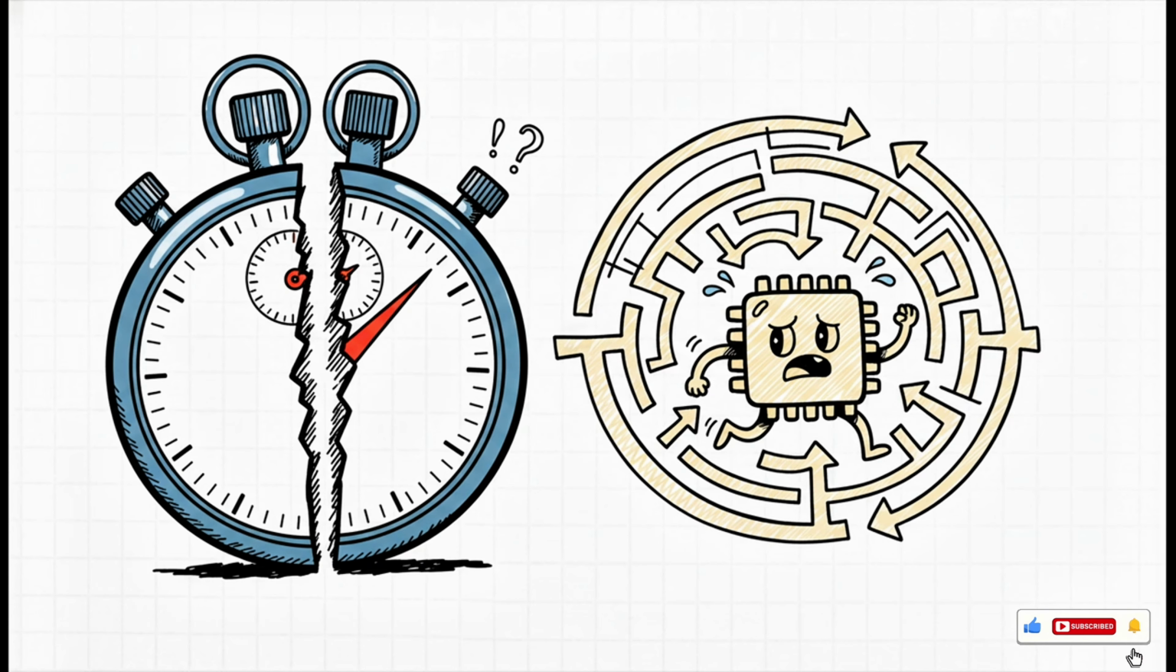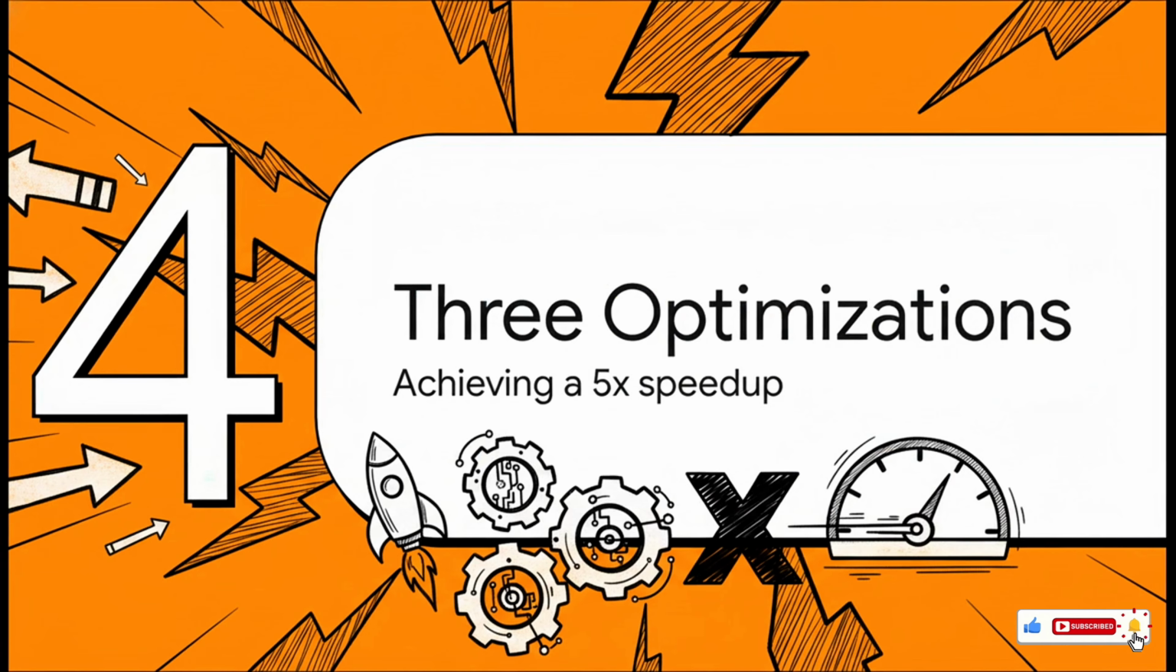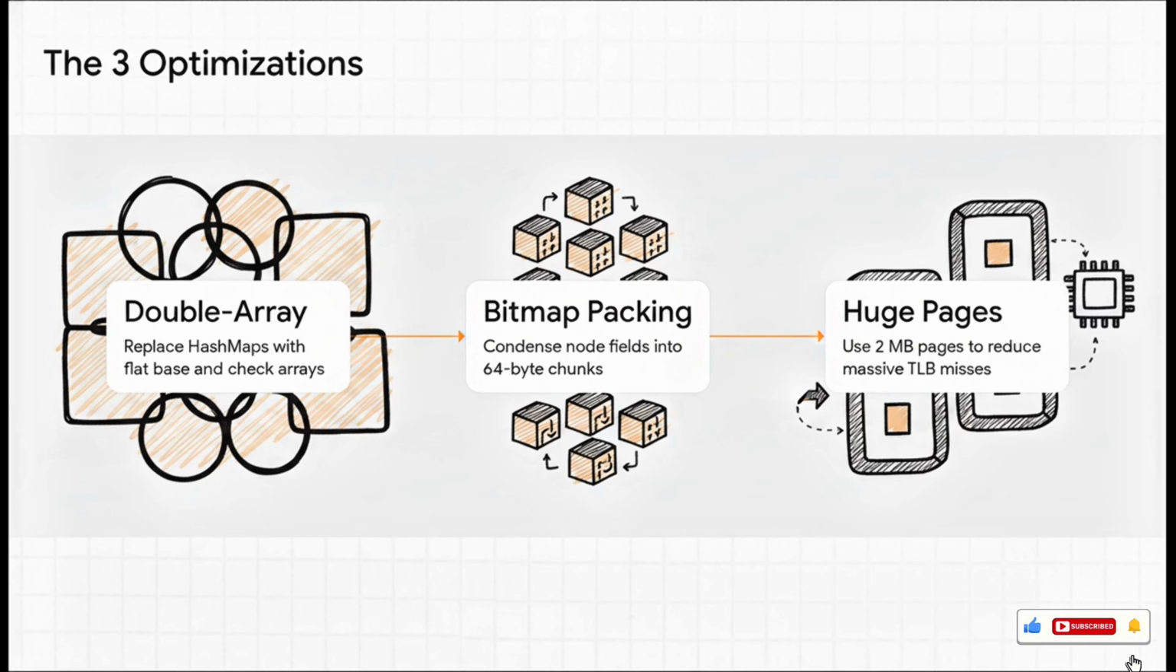But a latency of 155 microseconds still wasn't fast enough. The CPU is still stuck doing all those hash map pointer chases, so it was time for the heavy lifting. Part 4, 3 high-speed optimizations. So they tackled the core problem in 3 distinct, highly technical steps.